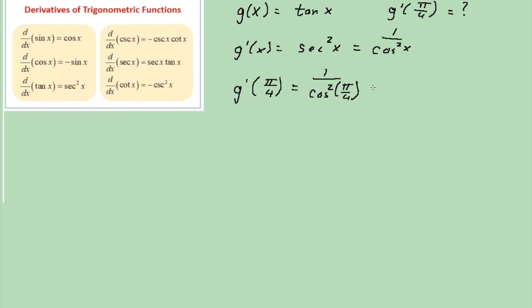This can be a little tricky to evaluate, so I prefer to separate this into 2 separate equations. It's 1 over cosine pi over 4 times another 1 over cosine pi over 4. There are 2 cosine pi over 4s, and the bottom of this fraction is what we're getting at. Once you evaluate this correctly, you'll end up with an answer of 2.